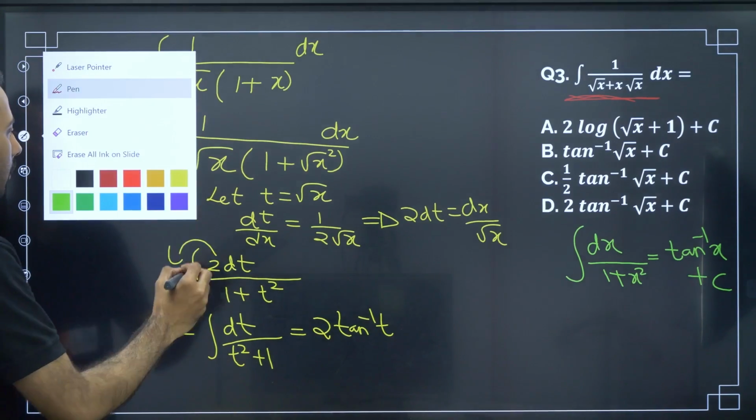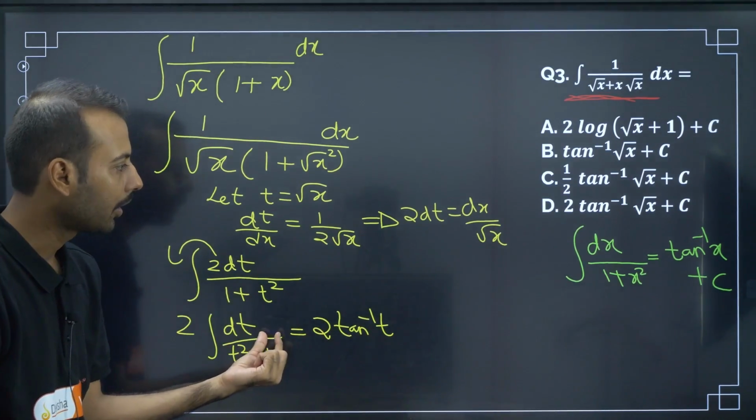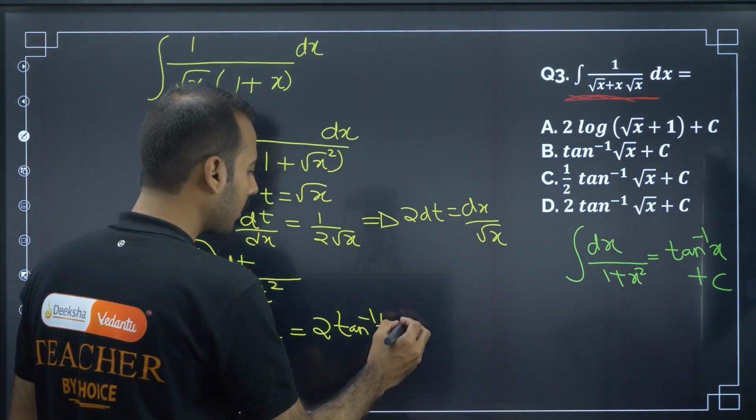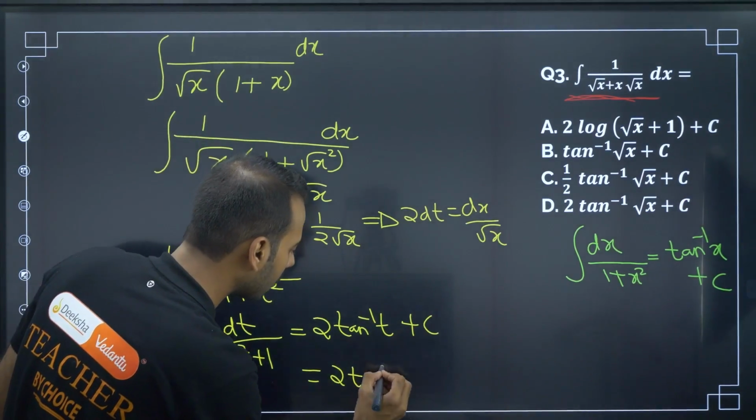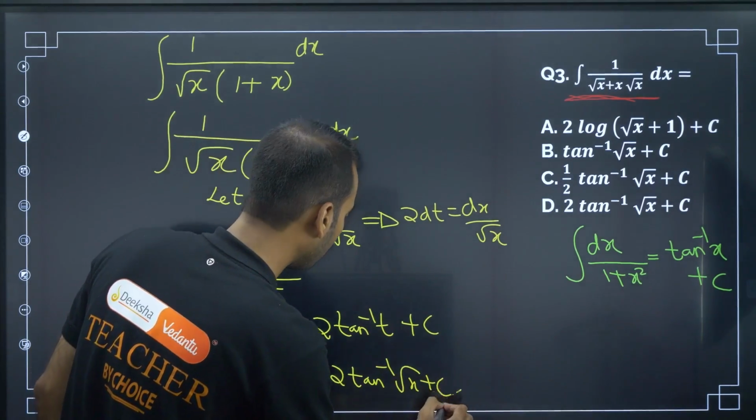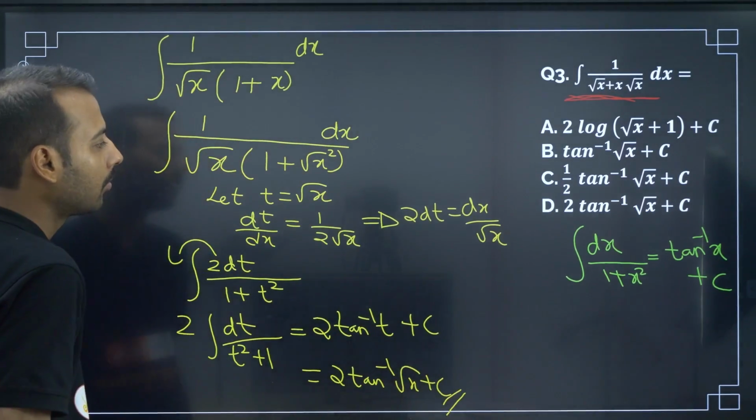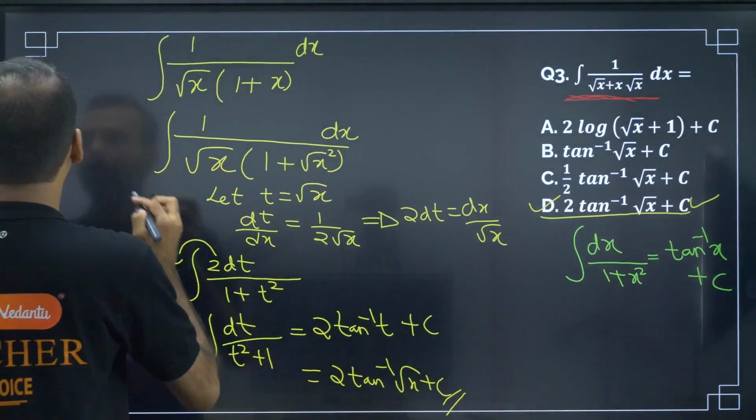So 2 integration of this is 2 tan inverse t plus c. Now go for resubstitution. In place of t write root x, plus c, 2 tan inverse root x plus c. So D is the answer. Moving on to next question.